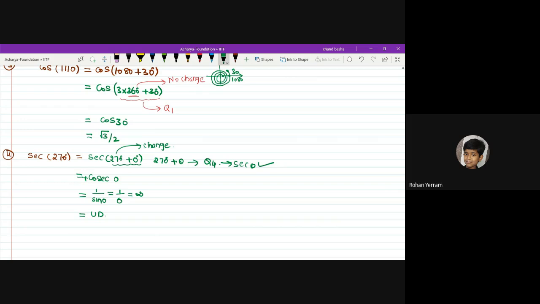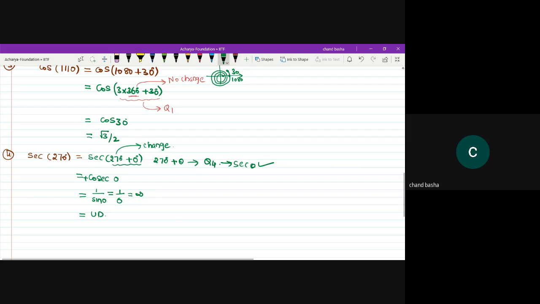Sir, I have a doubt. 270 means it can be in quadrant 3 also, no, sir? No, because it is exactly on the axis. I cannot stand on the y-axis or x-axis. I know the values of 180 plus or minus, but you don't know the value of 270. Can you tell me the value of secant 270? You can make use of multiple angles. Even quadrant 3 is also possible.